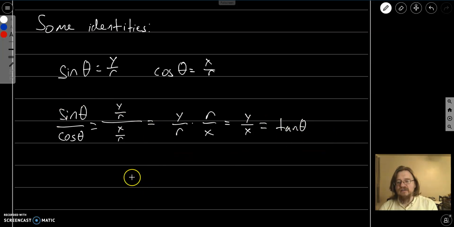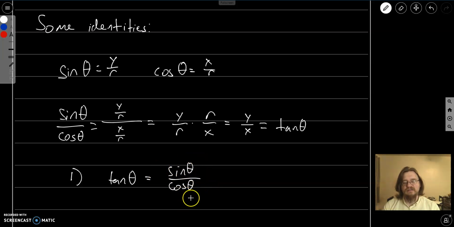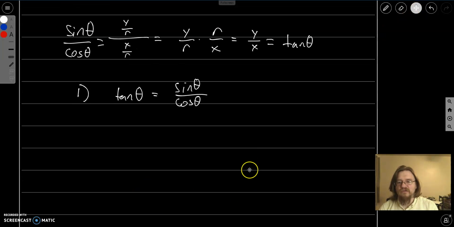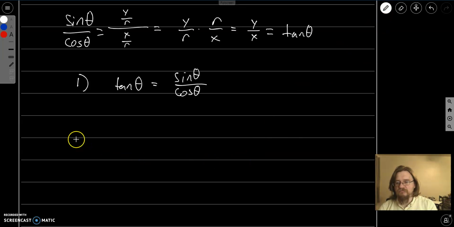which is the same thing as tangent. So one nice identity is going to be that the tangent of theta is going to be the same thing as sine theta over cosine theta. So if we know cosine and sine, we can figure out tangent pretty easily. And this one's quite nice. One more that I will show you at the moment will stem from the Pythagorean identity.